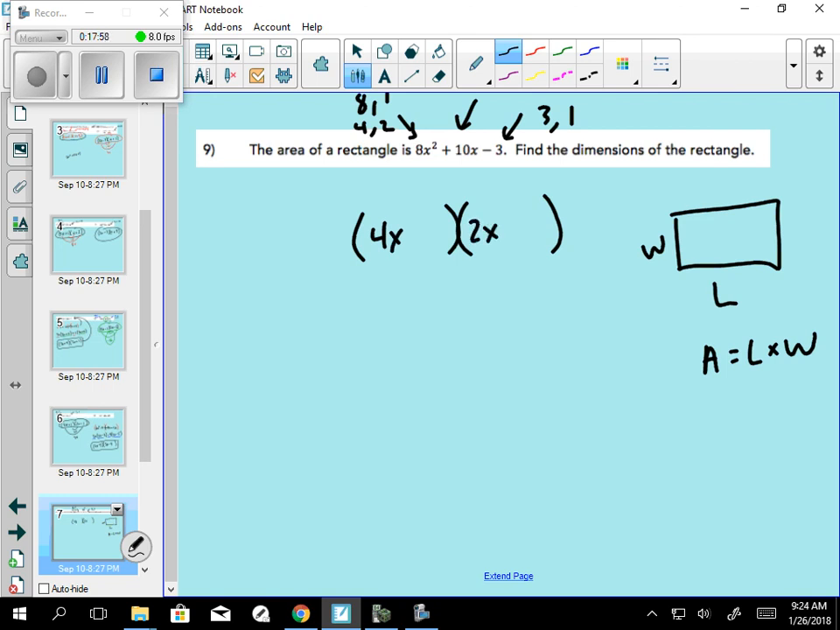Now can we place the 3 and 1 in there to get 10? Let's try it out. Let's try 1 and 3 and see if that works.